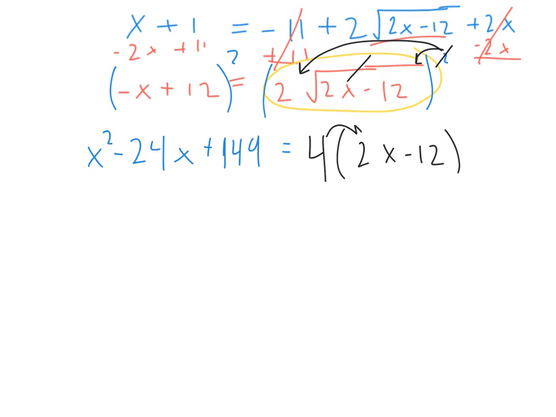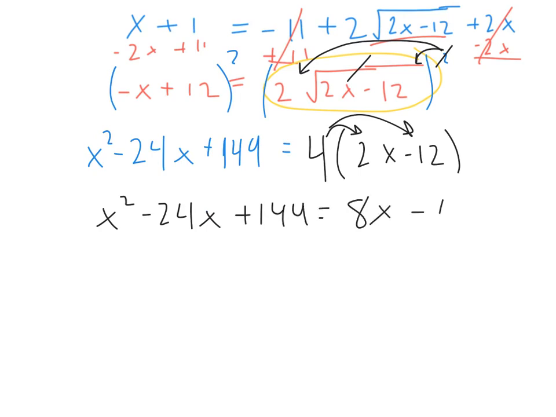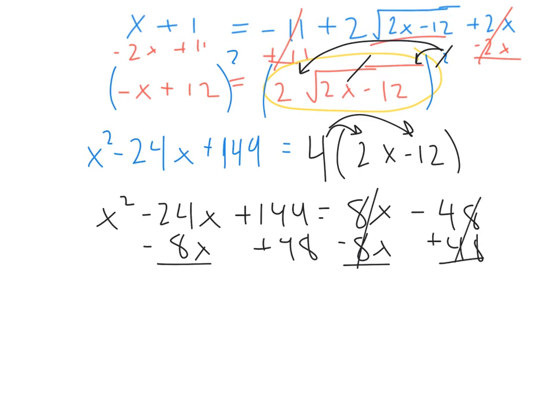So the first thing I'm going to do is just distribute here. I have x squared minus 24x plus 144 equals 8x minus 48. I'm going to move everything to one side. And I know what you're thinking now. Now we're having fun. I agree. So now we have x squared minus 32x plus 192 equals 0. Are we done here? Not yet.